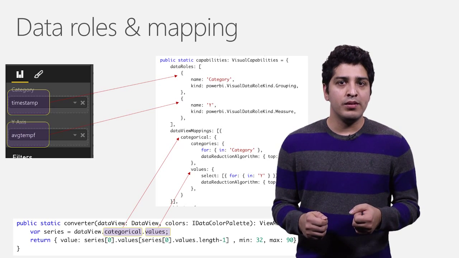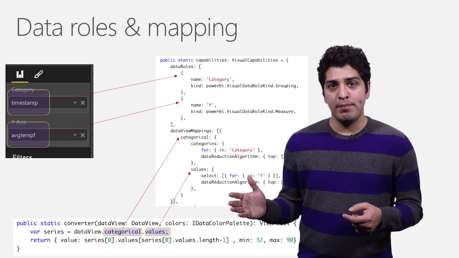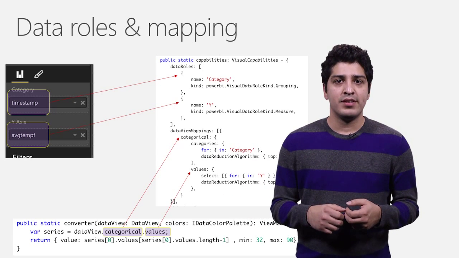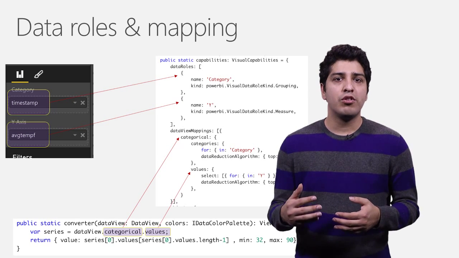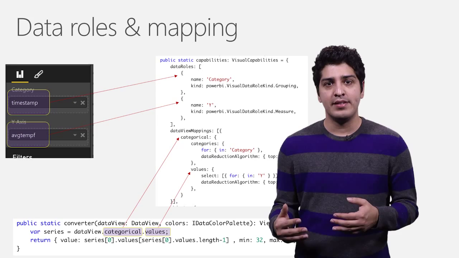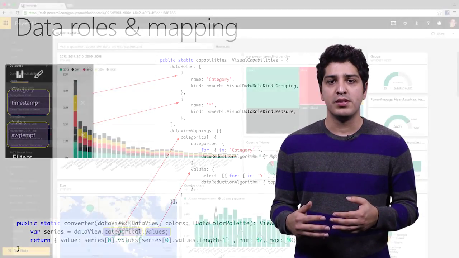In this example, you will see that there are 2 roles. One is a grouping type, and the second is a measure. These roles are then mapped into a categorical dataset where the grouping type makes up the categories and the values are populated by the measure values for each group.